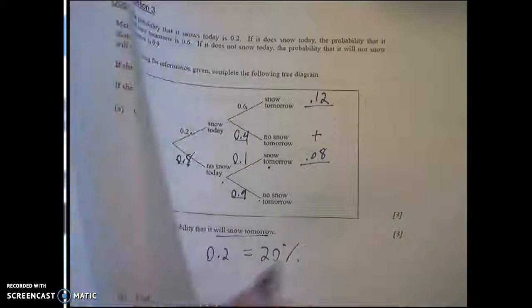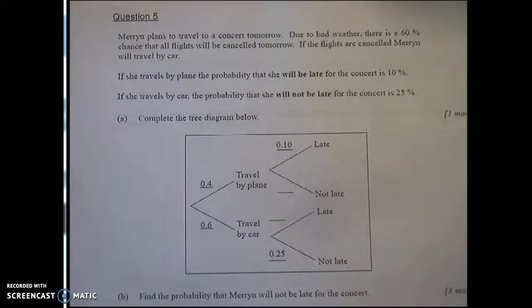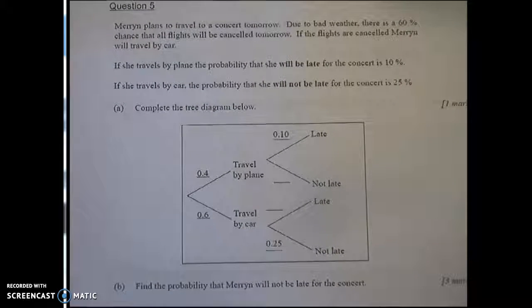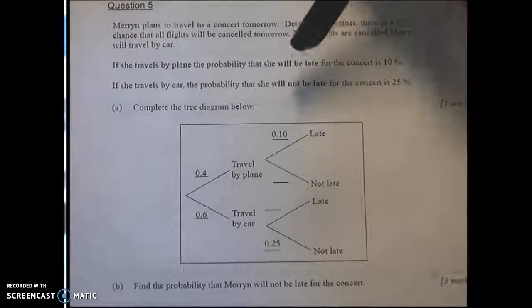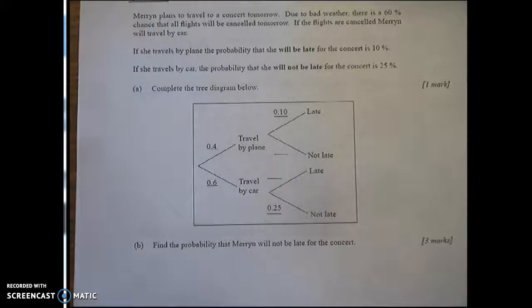Alright, let's do one more of these. Marin plans to travel to a concert tomorrow. Due to bad weather, there's a 60% chance that all flights will be canceled. If the flights are canceled, Marin will travel by car. If she travels by plane, the probability that she'll be late for the concert is 10%. If she travels by car, the probability that she will not be late for the concert is 25%.